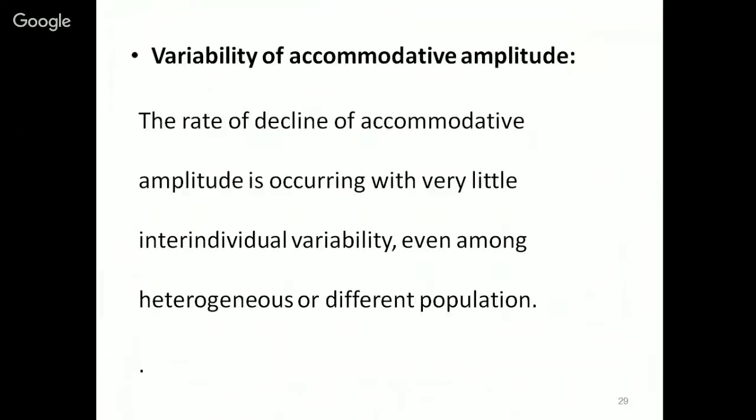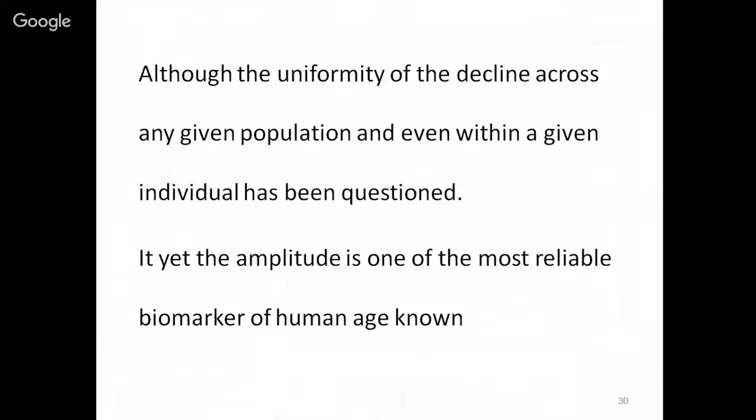The rate of decline of accommodative amplitude occurs with very little individual variability, even among heterogeneous or different populations. Although the uniformity of the decline across any given population and even within a given individual has been questioned and suspected, still the amplitude of accommodation is one of the most reliable biomarkers of human age known.